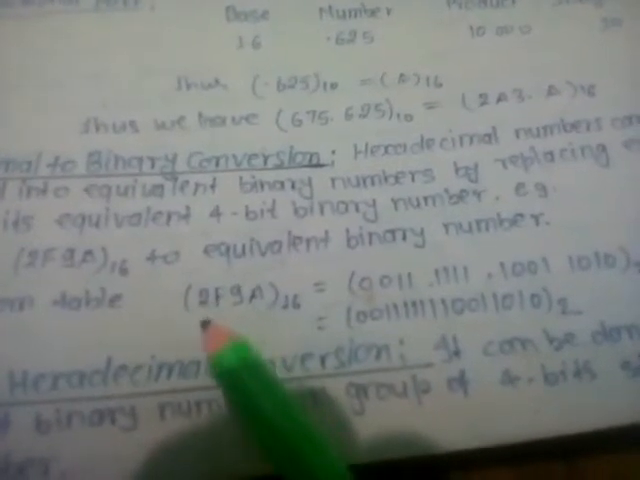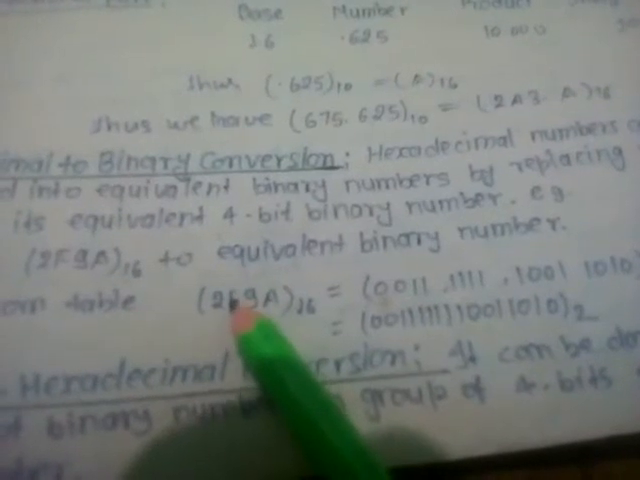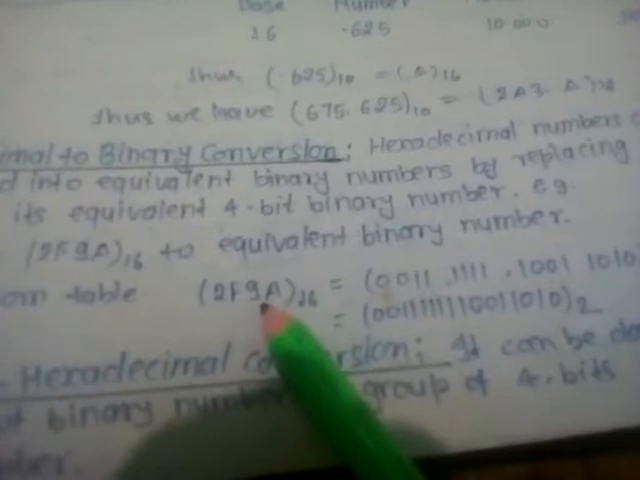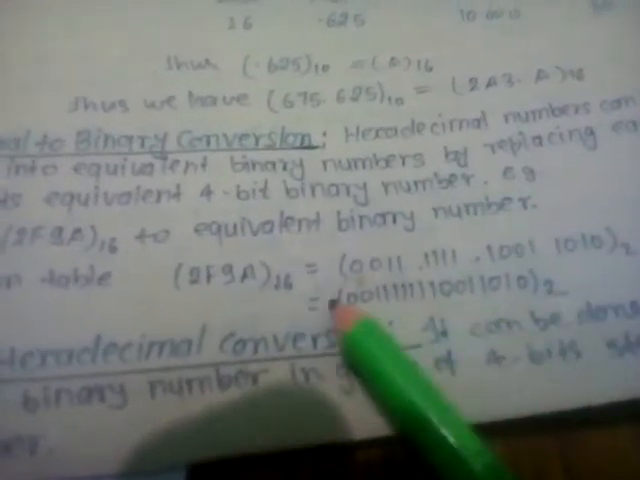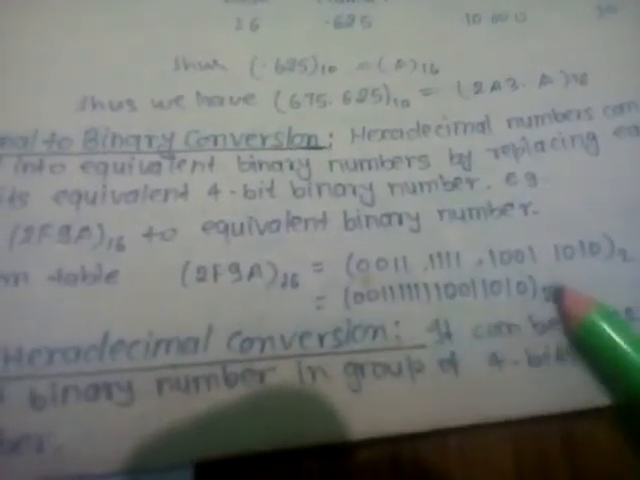Now write 4 binary bits for this 2, this is 0010. Write 4 binary bits for this F, this is 1111. Write 4 binary bits for this 9, and it is 1001. Write 4 binary bits for this A, this is 1010. Now combine all these binary bits together, and this is the equivalent binary number of the given hexadecimal number.